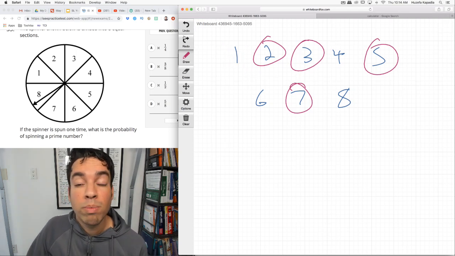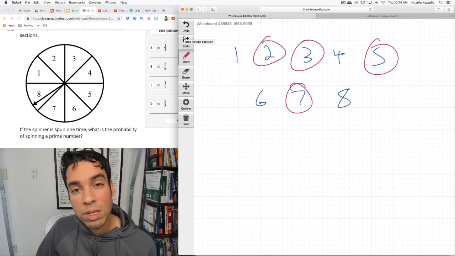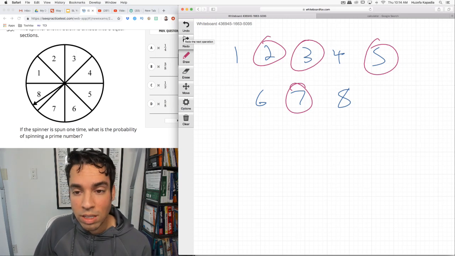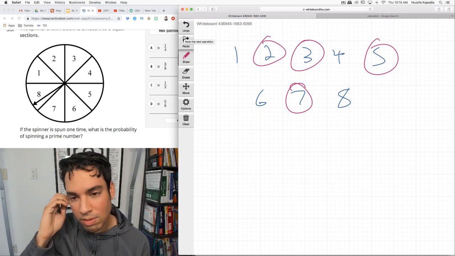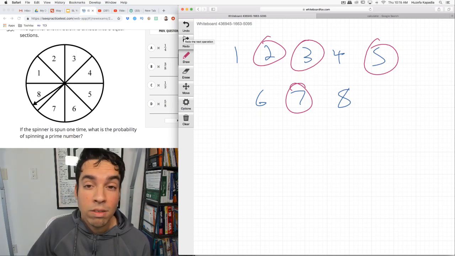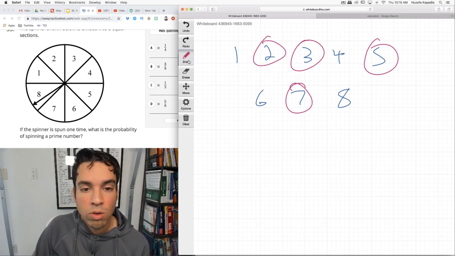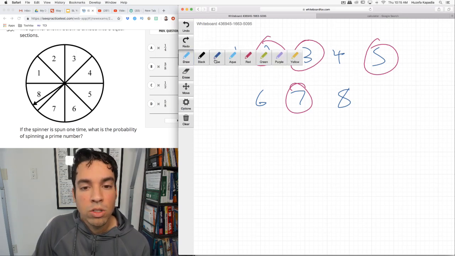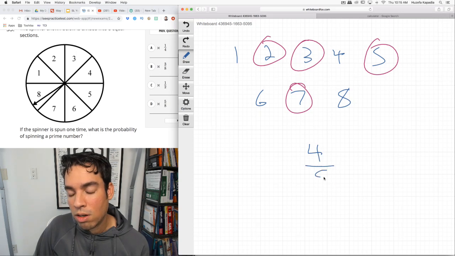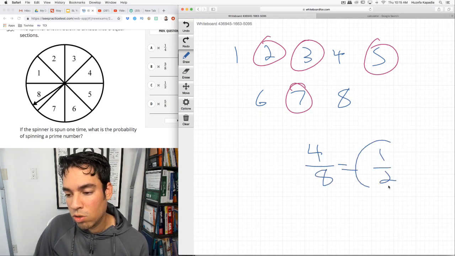So the definition of a prime number is any number that can only be divided evenly, with no remainder, in terms of integers, by itself and 1, and these ones fit the bill. So half of these numbers are prime. So what's my probability? It's 4 out of the total, which is 8, or reduce it to 1/2.